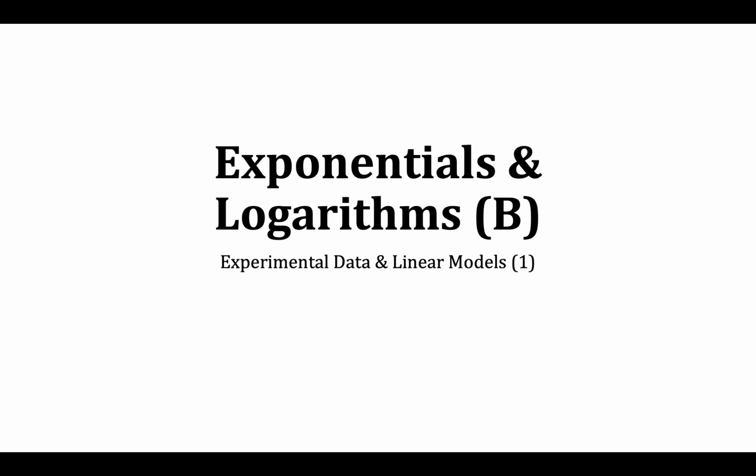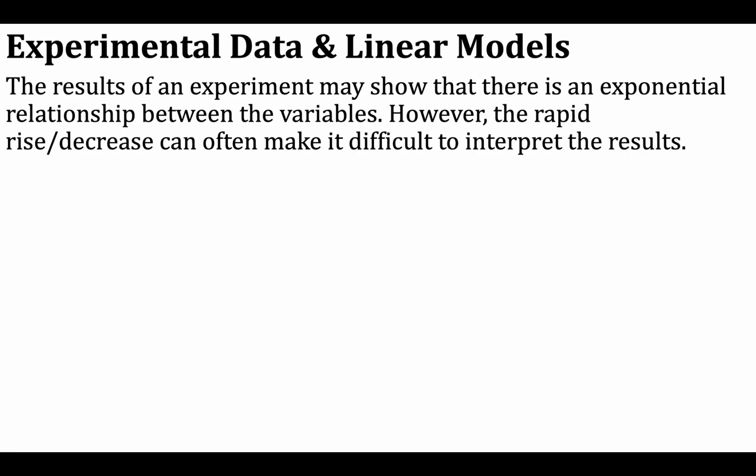In this lesson we're continuing with Exponentials and Logarithms B, and we're going to look at the first of two videos in experimental data and linear models. Now, when you carry out an experiment, the results may show that there is an exponential relationship between the variables. So one of the variables may have a rapid increase or a rapid decrease. And sometimes this rapid rise or decrease can make it difficult to interpret the results of that experiment.